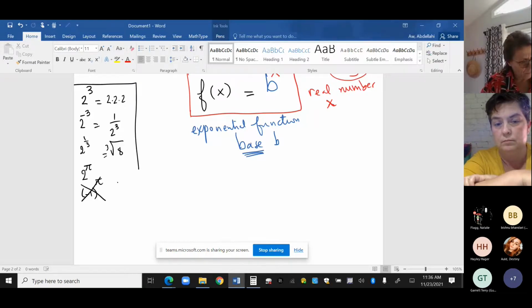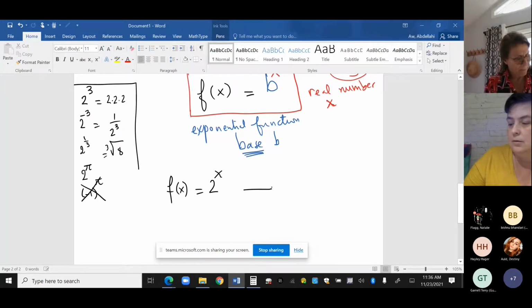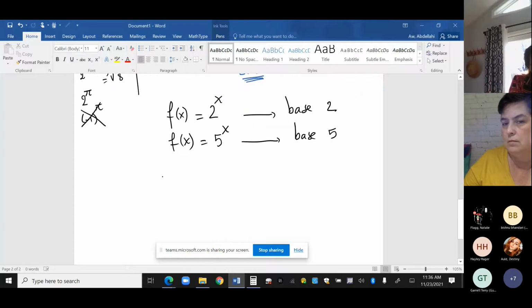So that is exponential functions. For instance, when you say f of x equals 2 to the x power, this is exponential base what? Base 2, right? If you say f of x equals 5 to the x power, this is exponential base 5, okay? If you say f of x equals 1/3 to the x power, what is the base here? The base is 1/3, right?